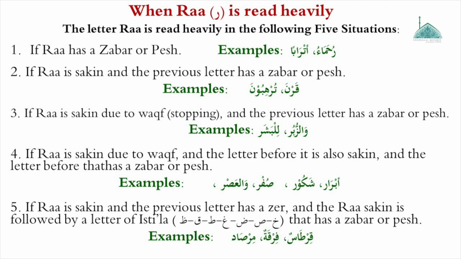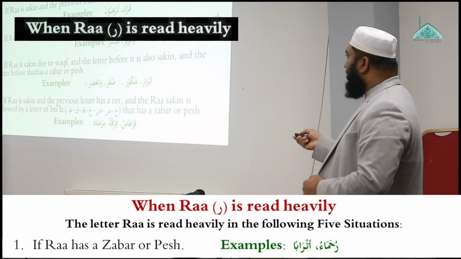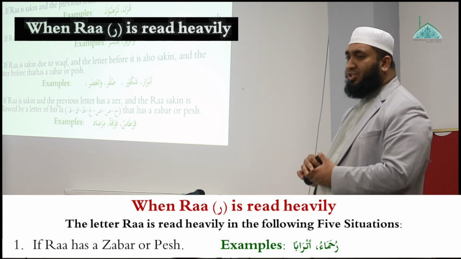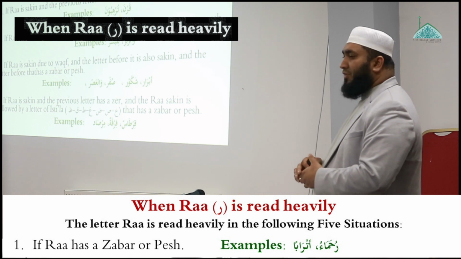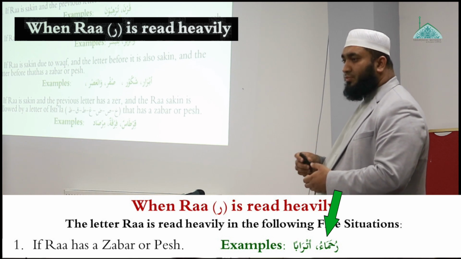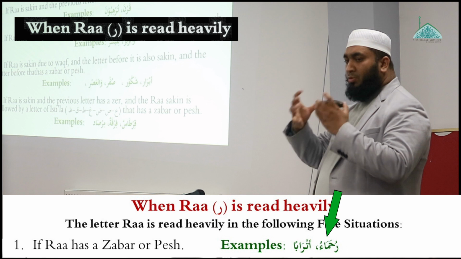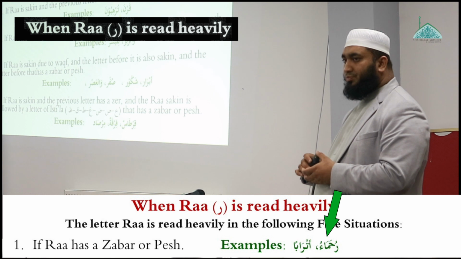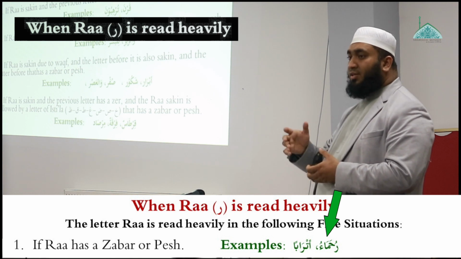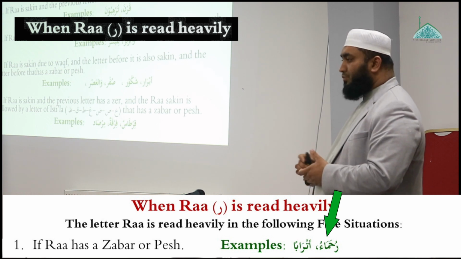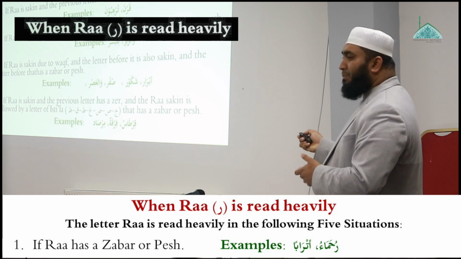So these are the 5 situations when Ra will be read heavily, or with full mouth. Number 1: if Ra has a Zabar or Pesh on it, it will be heavy. An example is Ruhama. Ro is read heavily, full mouth. If you say Ruhama lightly, it will not be right. So what we have to say is heavily, Ruhama, because Ra has a pesh on it.